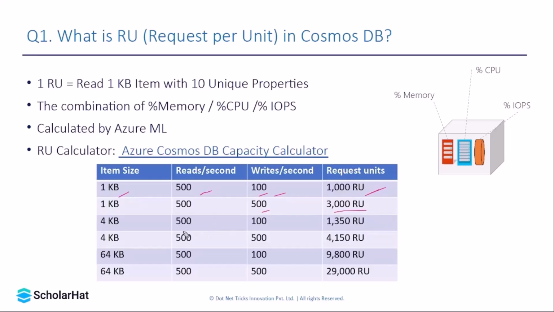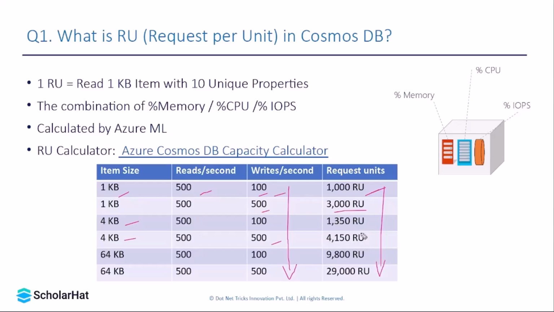Again, if reads are 500 and writes are 100 and the size is 4 KB, then request unit would be 1350. Whereas if the size is 4 KB and reads and writes are both 500, then the request unit is 4150. So you can imagine a pattern over here, that whenever the writes per second go up, the request unit is also increasing. The writes per second is directly proportional to request units.